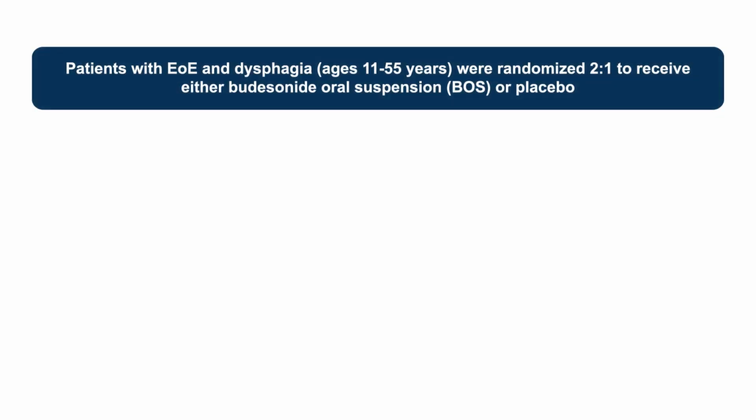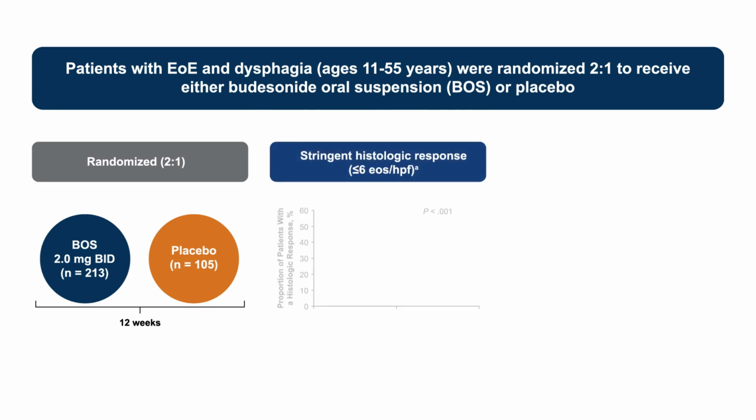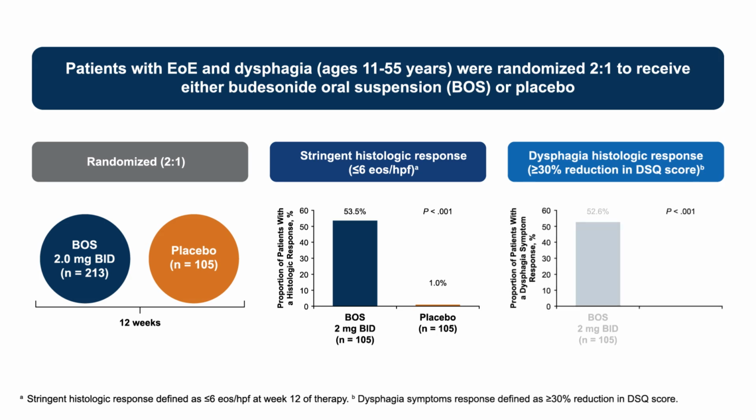In this study evaluating the budesonide oral suspension, patients with EOE and dysphagia were randomized 2-to-1 to receive either budesonide oral suspension or placebo. In the groups that were randomized, they split them up into 213 patients who received budesonide oral suspension and 105 who received placebo. The patients had good response, with up to 50% responding with less than 6 eosinophils per high-powered field on evaluation. And the dysphagia response score was 52%, which was almost 10% higher than patients who were on placebo.